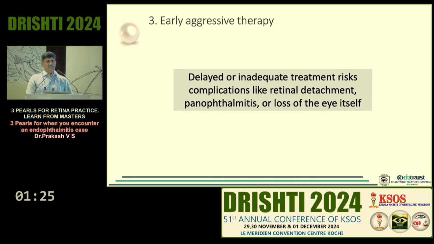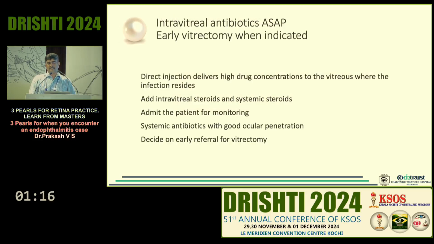And third and most important is early aggressive treatment. Whenever you have diagnosed clinically there is an endophthalmitis, give an intravitreal antibiotic. That's the mainstay of treatment for endophthalmitis, because vitreous acts as a reservoir where your intravitreal antibiotic will lie, and over the next 48 to 72 hours, it will release enough concentration of antibiotic to prevent further growth of the organism. And also keep the patient admitted in your hospital, monitor the patient every 4 hourly, and give systemic antibiotics with good ocular penetration.